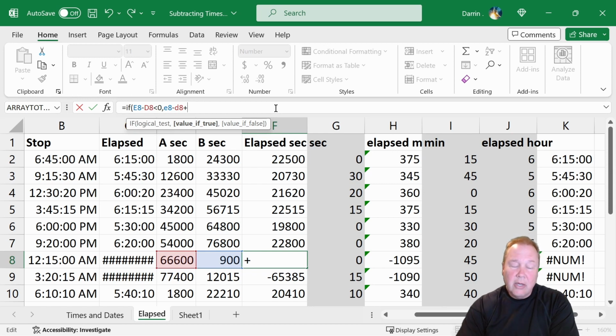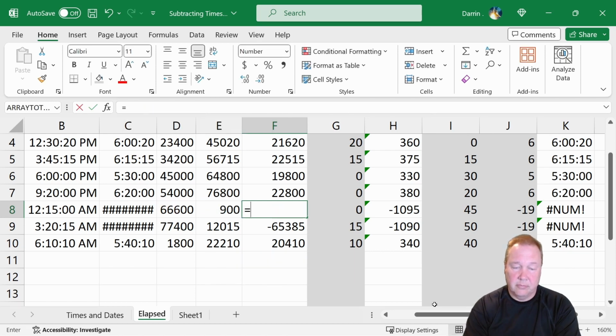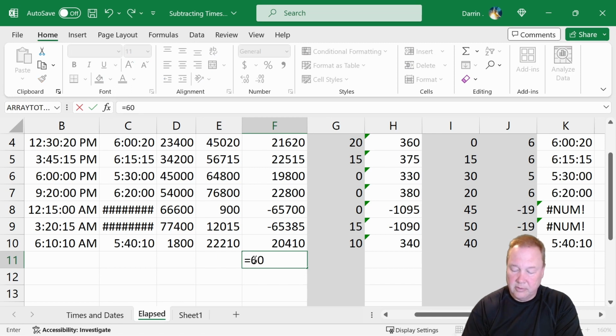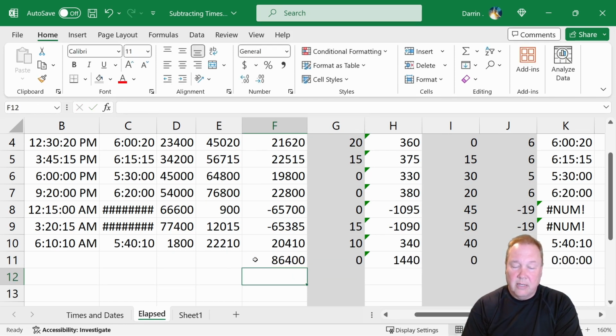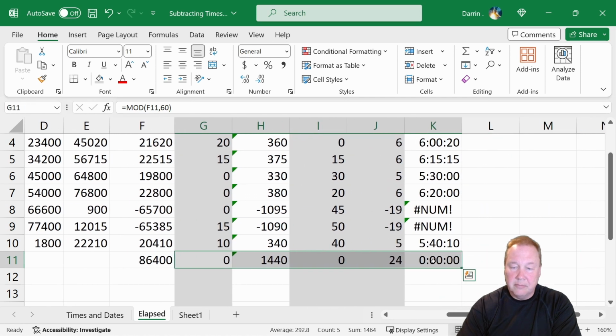And I don't know that one off the top of my head. So we're going to come over here. And this is going to be equals 60 seconds in a minute, 60 minutes in an hour, 24 hours in a day, 86,400. Okay, ignore this stuff over here. That's not relevant to what we're doing. That's just Excel trying to be helpful.